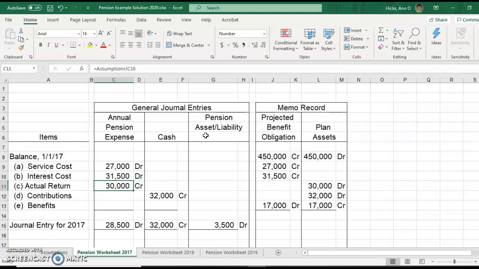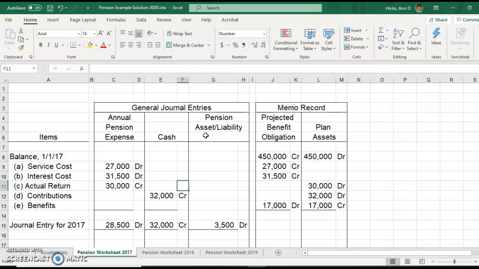Lastly, the actual return is decreasing our pension expense. Remember from the other video, any earnings that the plan has will reduce our cost to the plan. So that's a credit, and you will notice we're acknowledging over here that on the books of the plan, it's actually increasing our plan assets. We're debiting our plan assets.